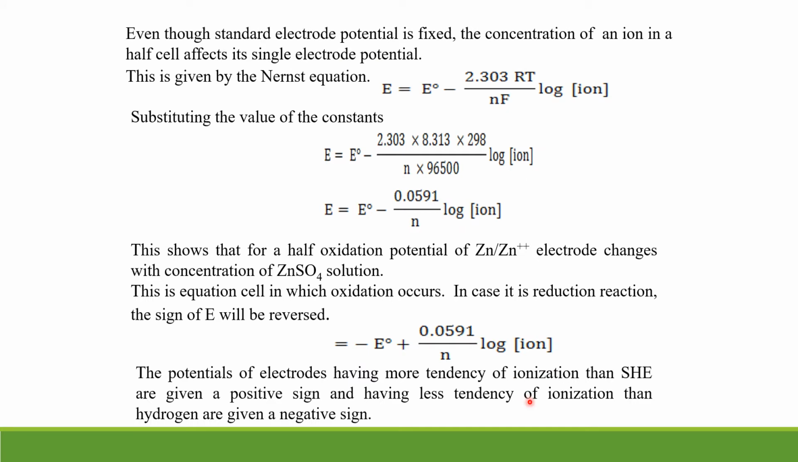Now, even though the standard electrode potential is fixed, the concentration of an ion in a half cell affects its single electrode potential. This is expressed in the form of the Nernst equation: E equals E0 minus 2.303 RT divided by nF log of the concentration of the ion. Whatever the concentration of the ion, the log of that concentration is taken, and this is the Nernst equation which represents the EMF of the half cell.